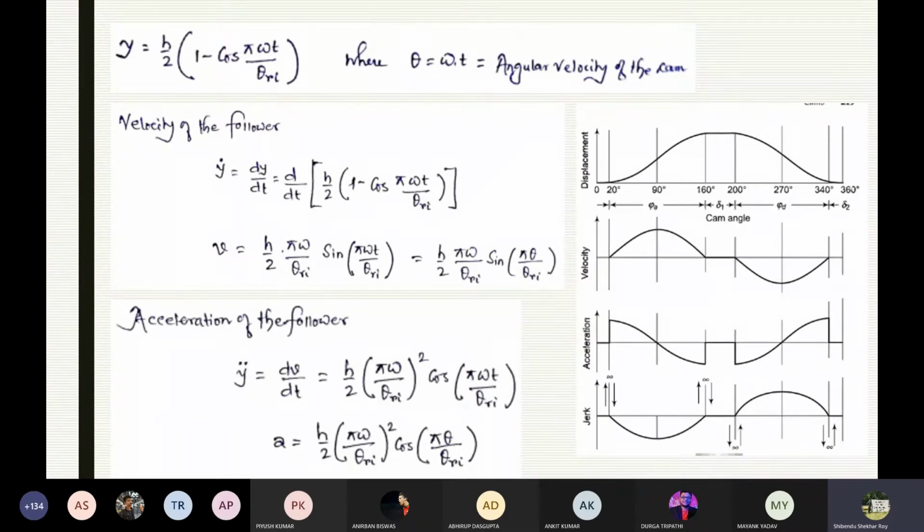Now where the velocity is maximum, in the right portion of the curve, from here to here? Sir, at theta equal to theta_ri by 2.